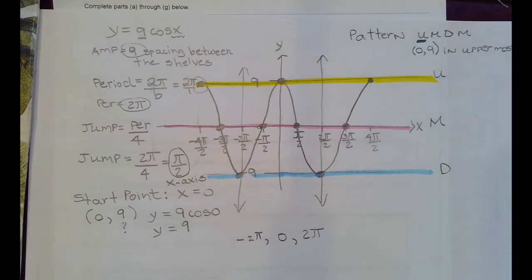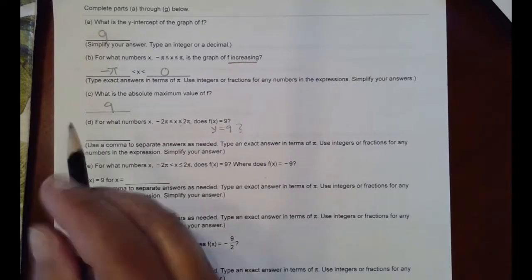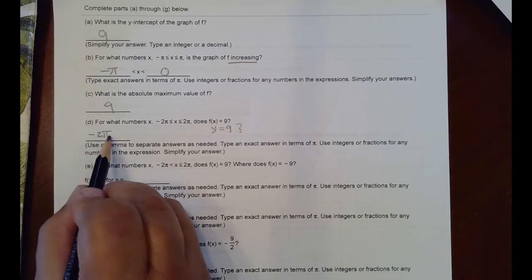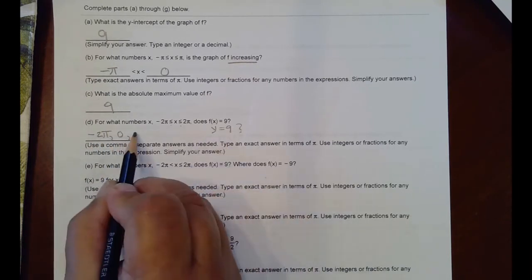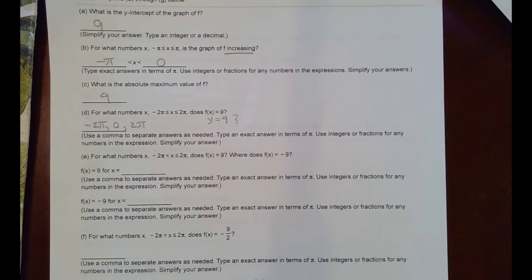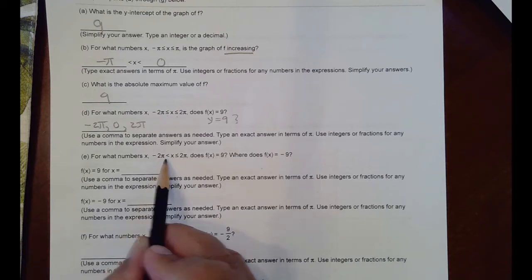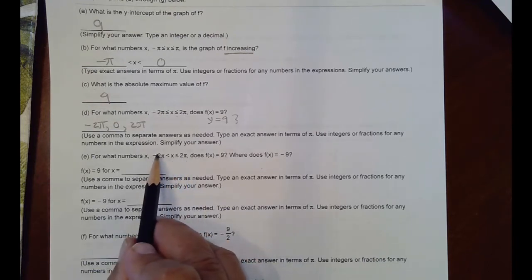Okay, moving to part E. For what values of x? This time there's no little equal sign right here next to the negative 2 pi. So if one of the answers does happen at negative 2 pi, you're not allowed to give it because there's no equal sign there. If one of the answers occurs at positive 2 pi, you can give it because there's a little equal sign. So this endpoint is not included while this one is. Again, they're asking for what values of x is the y value equal to 9, and where does the y value equal negative 9? You want the x values that satisfy these conditions.